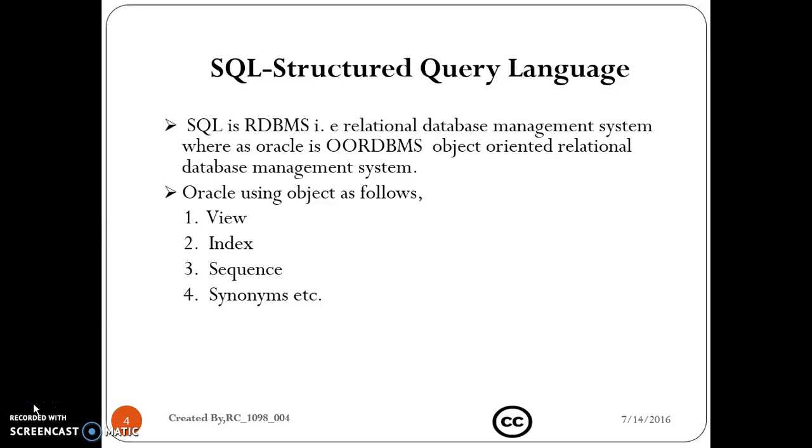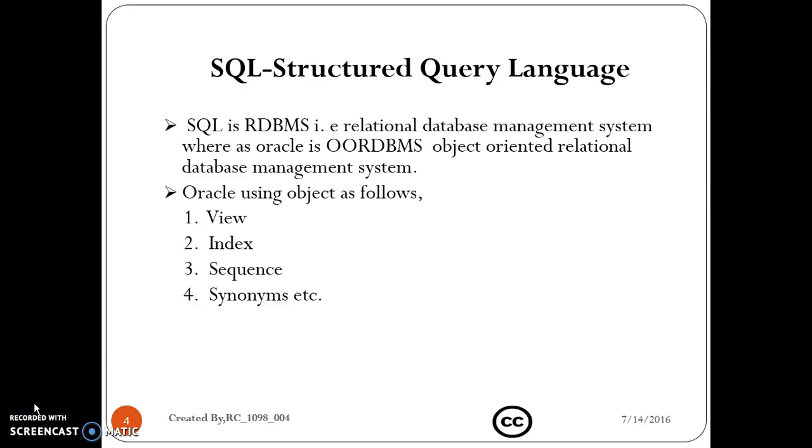Here, a table is a basic unit of storage composed of rows. A view logically represents a subset of data from one or more tables. An index improves the performance of some queries. A sequence generates numeric values. Synonyms give alternative names to objects.